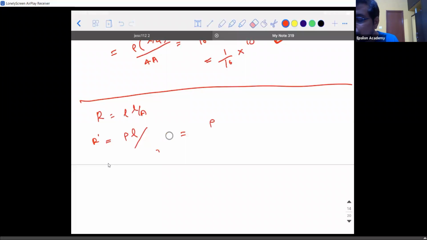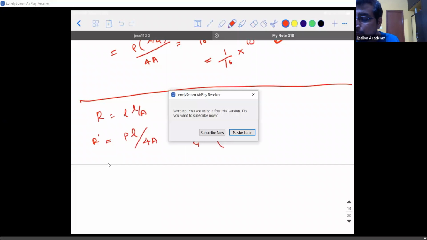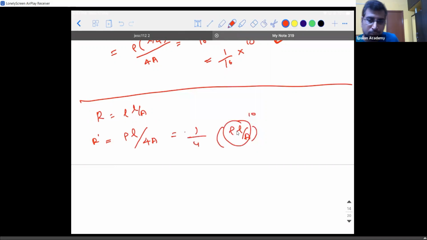I have already proved that area is 4 times A. So 1 by 4 multiplied with rho into L divided by A. This rho into L divided by A is 10. So that's why they gave it as 10 by 4. That is 2.5. That is, it will decrease by 4 times. They tried to solve it in a simpler way. But the question is ambiguous. If you ask me, still, according to me, it is wrong. But since the NCERT is given like that, I'm going with it. In this question, what is assumed? Length is not changed, only the diameter is doubled.